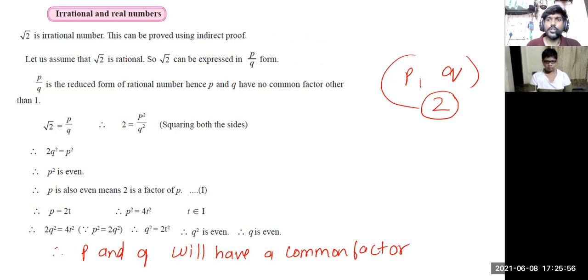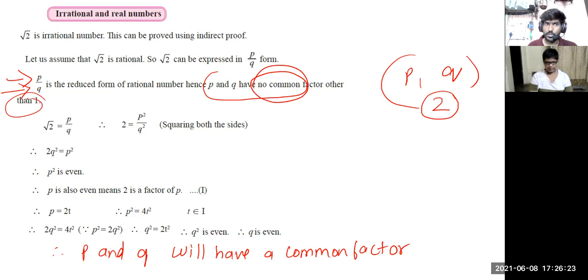But if you come to the start of the proof, if you come to this statement, what does this statement tell? Can you read it for me? Unmute yourself. p upon q is a reduced form of rational number. Hence, p and q have no common factor other than 1. Yes. Now see, p and q have no common factor other than 1. And the reason we know is because it is a reduced form, and in reduced form you cannot reduce it any further. So p and q have no common factor except 1. But at this statement here, what are we getting?